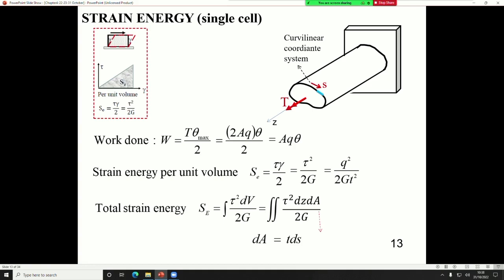So dA is a small element on the cross section. Because it is thin, I can say in the curvilinear coordinate system, dA is equal to t times ds. So a triple integral can be converted to a single integral. First I converted it to a double integral, and now I'm converting it to a single integral.